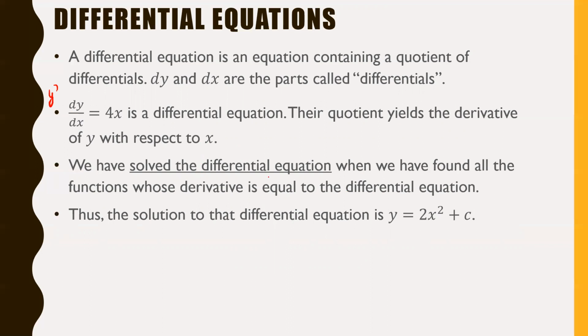Now, when we talk about solving a differential equation, this is where we find all the functions whose derivative is equal to the differential equation. So in this same case here, y prime equals 4x. Again, we're still dealing with 4x as a function on this one. The solution to that differential equation would be y, the antiderivative of y prime, y equals 2x squared plus c. This plus c fixes it so that we have found all of the functions whose derivative was equal to that.